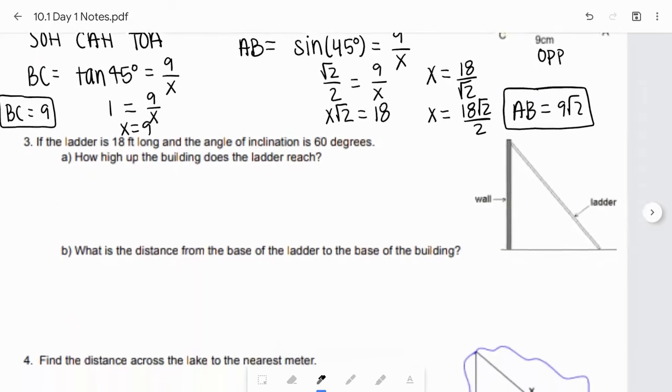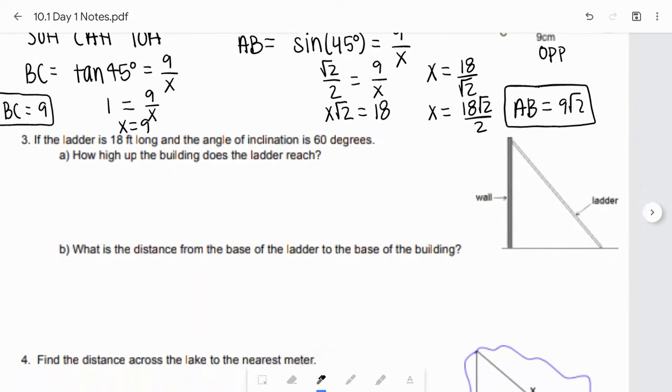Number 3, we have a ladder. It's 18 feet long, and the angle of inclination is 60 degrees. So that is going to be our angle down here, and this is going to be a right angle. So my last remaining angle is 30 degrees. We want to find how high up the building the ladder reaches. I feel like that's worded oddly. But okay, we want to find x. We want to find the height.